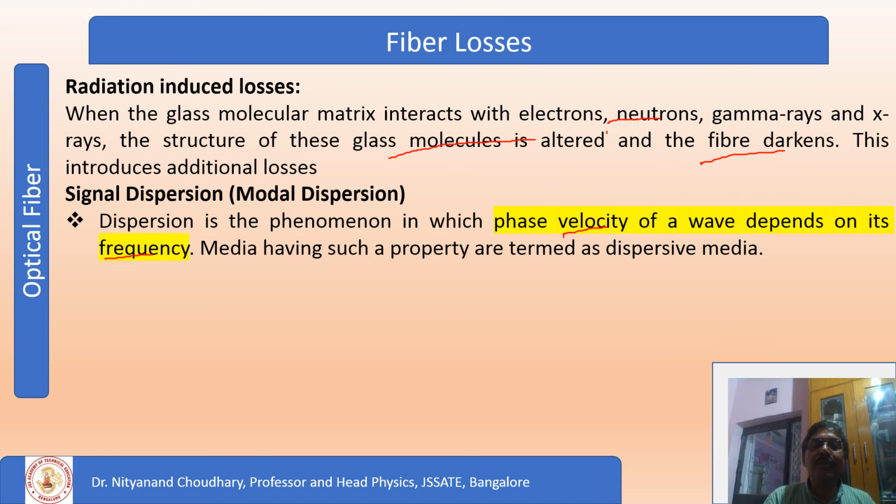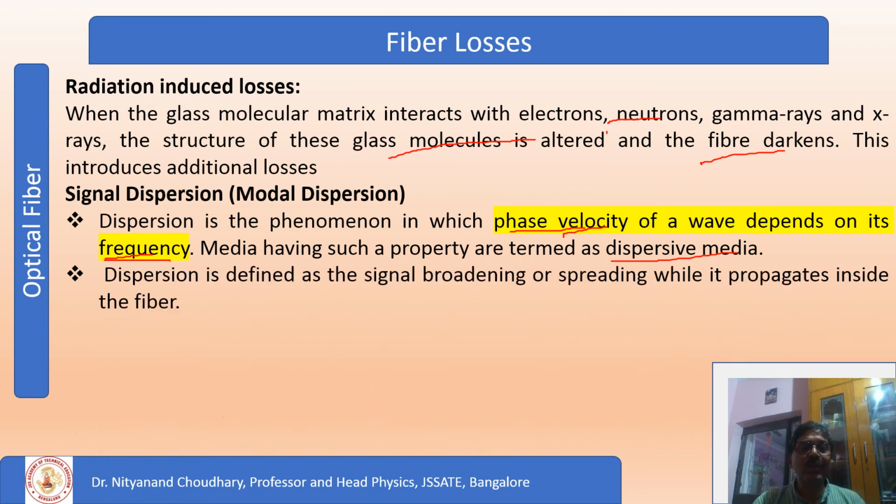The media having such property are termed dispersive media. So if the phase velocity is not going to be maintained with the frequency, then that media in which the light is going to pass will be called dispersive media. And this is what happens in case of multimode optical fiber. Now in case of the multimode optical fiber, what is happening? Let us try to understand this.